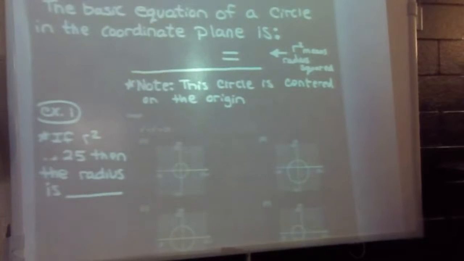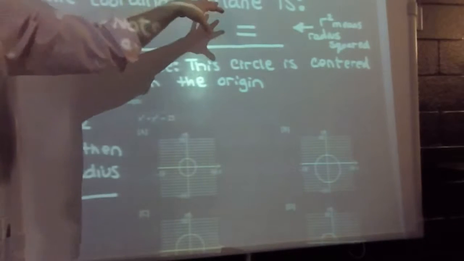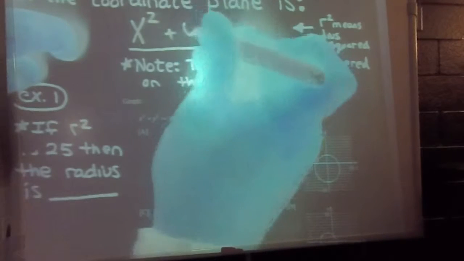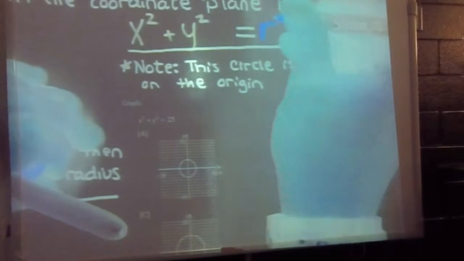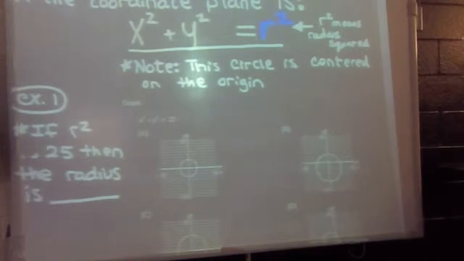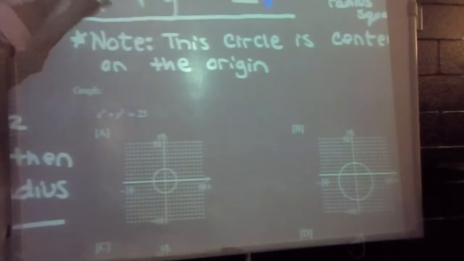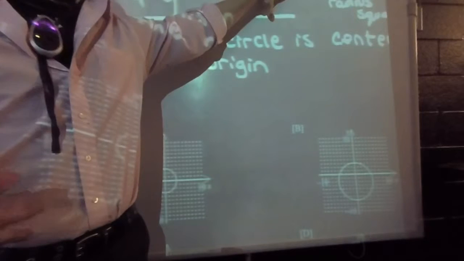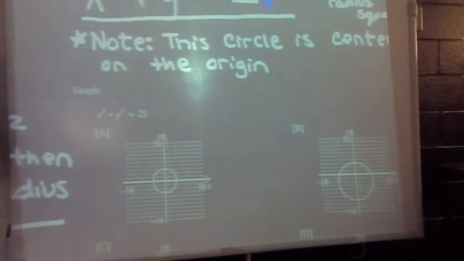The basic equation of a circle in the coordinate plane is x squared plus y squared equals r squared. Let me do r squared here in a different color for you. The reason I put r squared in a different color is because that is the only one that's actually going to be a number. You will have x squared, you'll have y squared, and then you'll have some other number. R is going to be some number, like 5 squared or 3 squared or 14 squared. X squared plus y squared equals r squared.